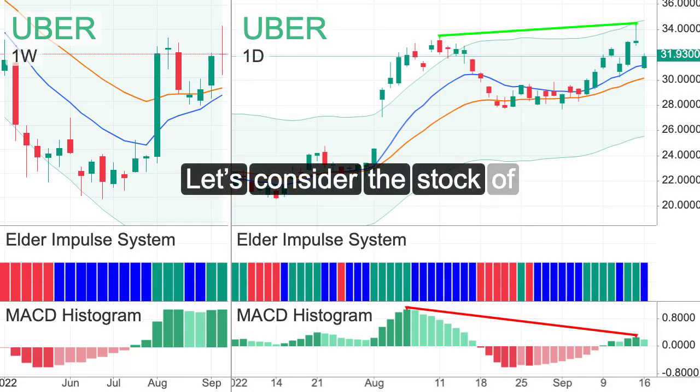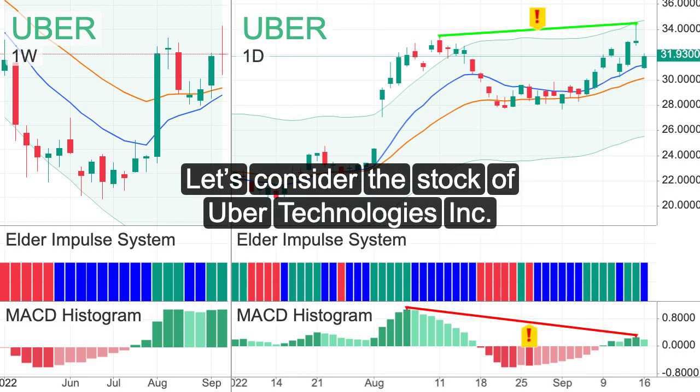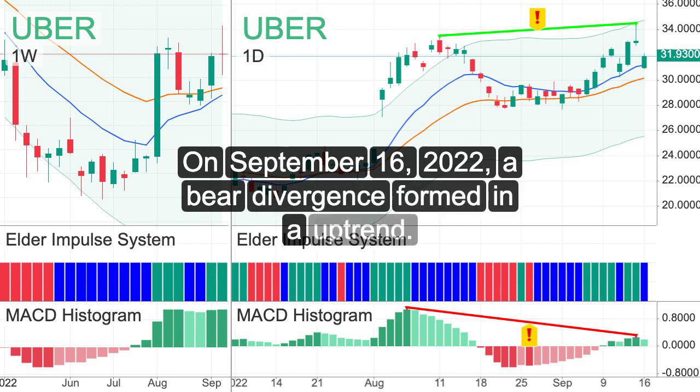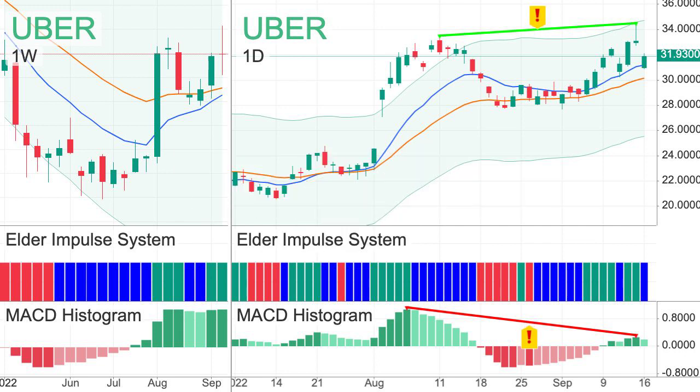Let's consider the stock of Uber Technologies Inc. On September 16, 2022, a bear divergence formed in an uptrend. This is a strong sell signal. There is a first light bar on the histogram. Are you ready to submit a sell order?